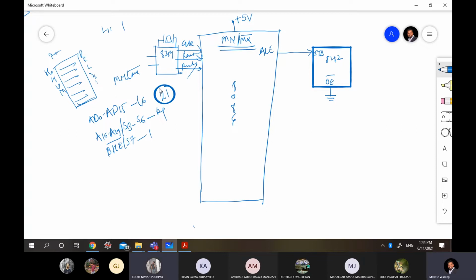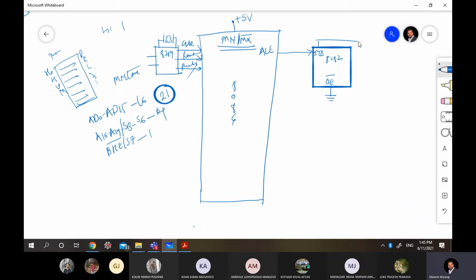We will use the latch. But as I told, what is the capacity of one latch? It is 8 bits. So how many latches will we need now? We require minimum 3 latches, because 2 will not be enough. 2 will be used here, and who will handle these? So we require one more latch. So totally we require 3 latches.